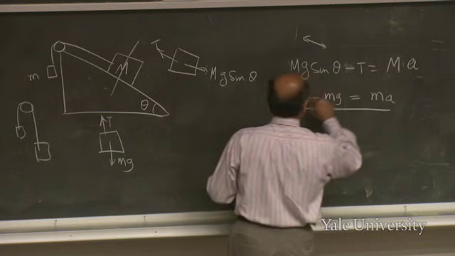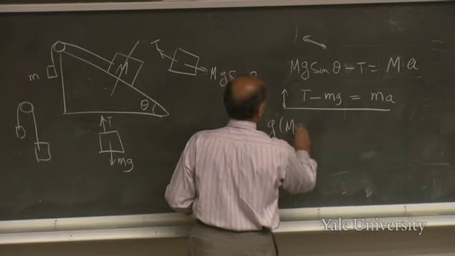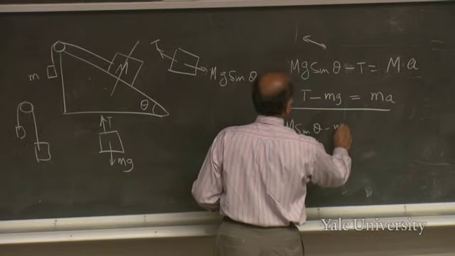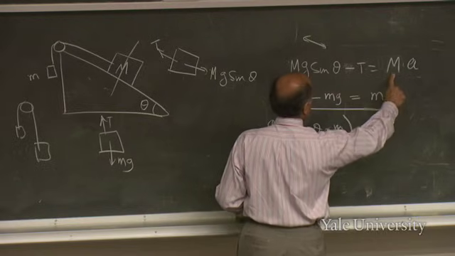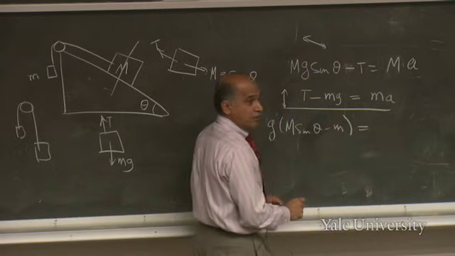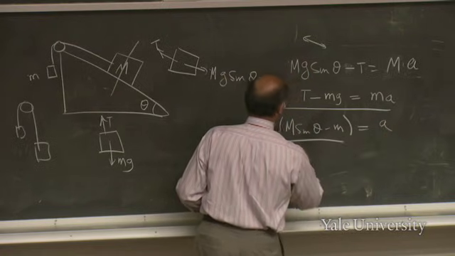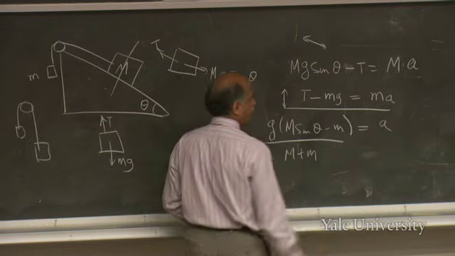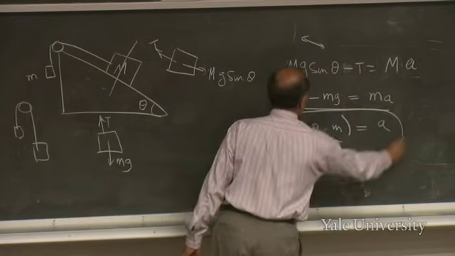Whenever you see a minus T and a plus T, you add them, and you get g times (big M sine theta minus little m). On this side is going to be (big M plus small m) times A. Can you see that? So let me short circuit one step and divide by big M plus small m. So that's the formula here.